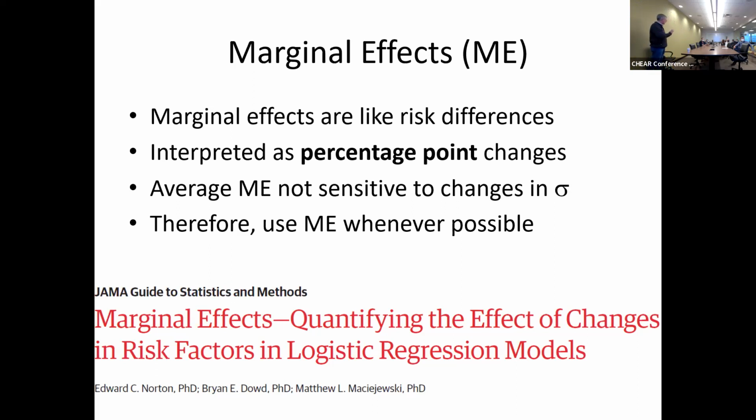Marginal effects are stable as you add or subtract covariates, because it's beta over sigma times p times 1 minus p, and the p's change also in an interesting way that all adjusts. So marginal effects are not sensitive to changes in sigma. And therefore, you should use marginal effects whenever possible. So there's a JAMA paper that talks about that also. It's also in the original health services research paper. Let me go to a quick example.